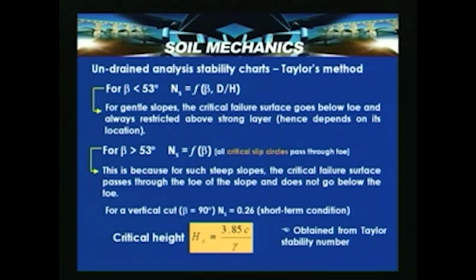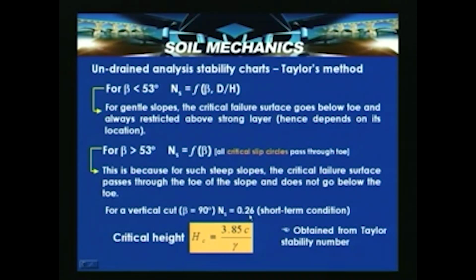For beta greater than 53, the stability number is a function of beta only, and all critical circles pass through the toe. This is because for such steep slopes, the critical failure surface passes through the toe of the slope and does not go below the toe. For a vertical cut, beta is equal to 90 degrees, let us consider Ns is equal to 0.26.